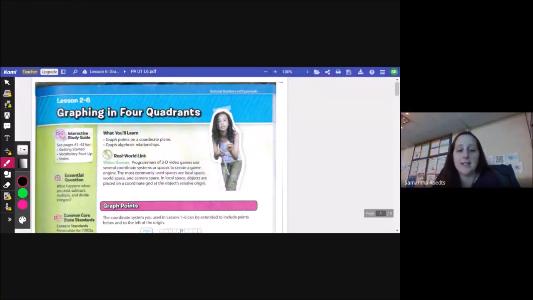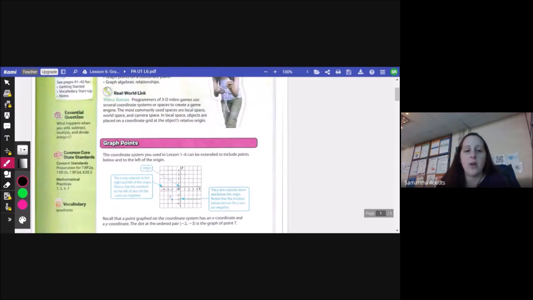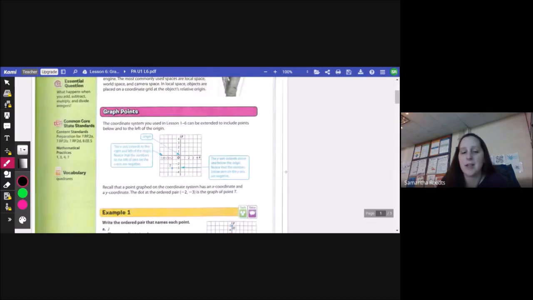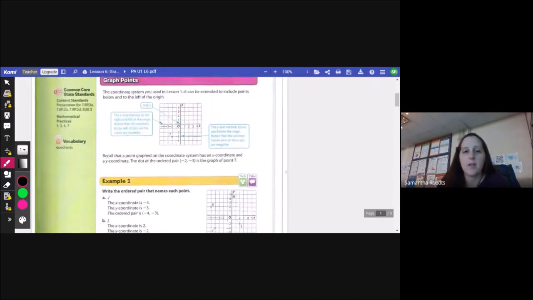All right, this is Unit 1, Lesson 6, Graphing in 4 Quadrants. So I want to know what happens when you add, subtract, multiply, and divide integers. That's my essential question. All right, so graphing points. The coordinate system you used in Lesson 1-6 can be extended to include points below and to the left of the origin. Okay. So my origin is my center.